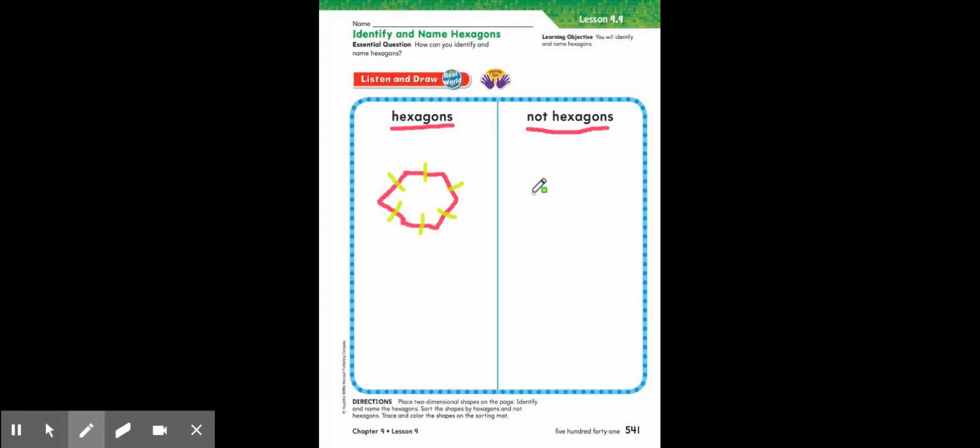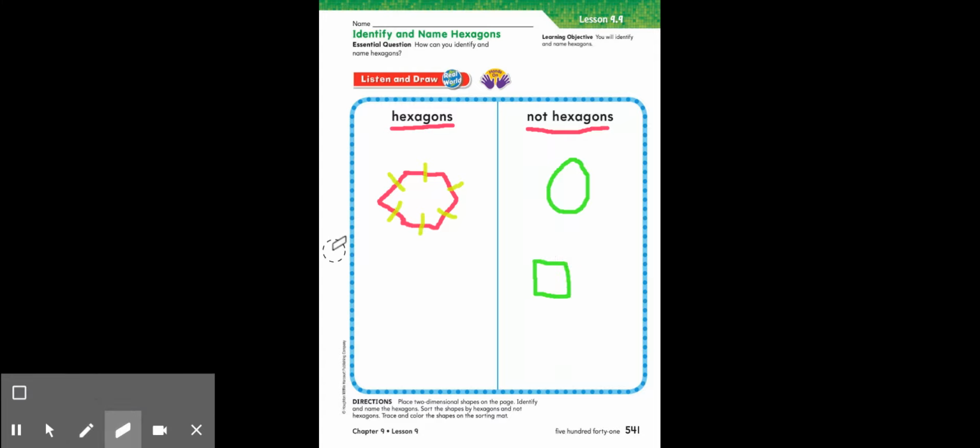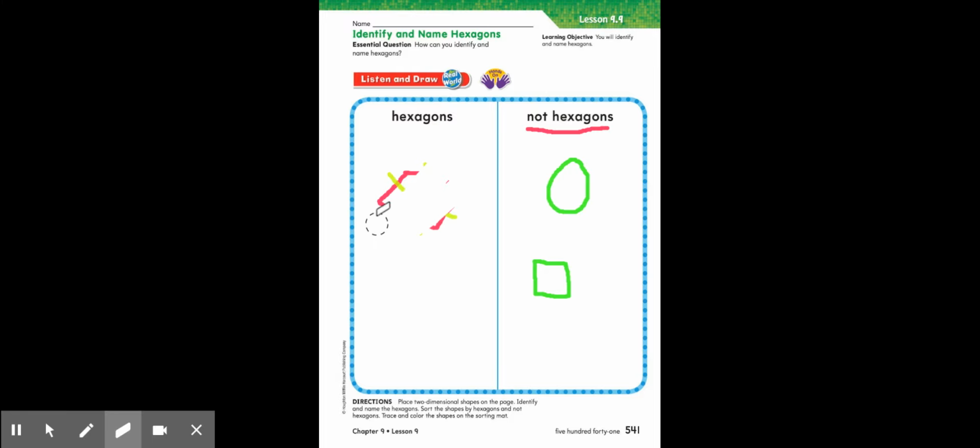And over here, we'll draw a couple of shapes that are not hexagons, like a circle, which has no straight sides, and a square, which has 4 straight sides. Perfect. I can't wait to see what you draw up on your math pages.